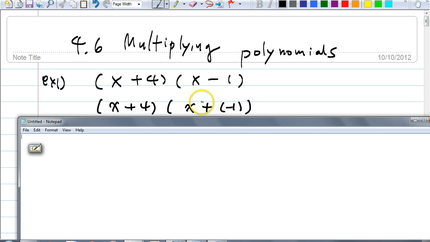Of course, there's addition in between each of these terms, right? And then we're not done, because we have one more term to multiply. We're going to multiply 4 times x and 4 times -1. Does that make sense? How many people have seen this before?